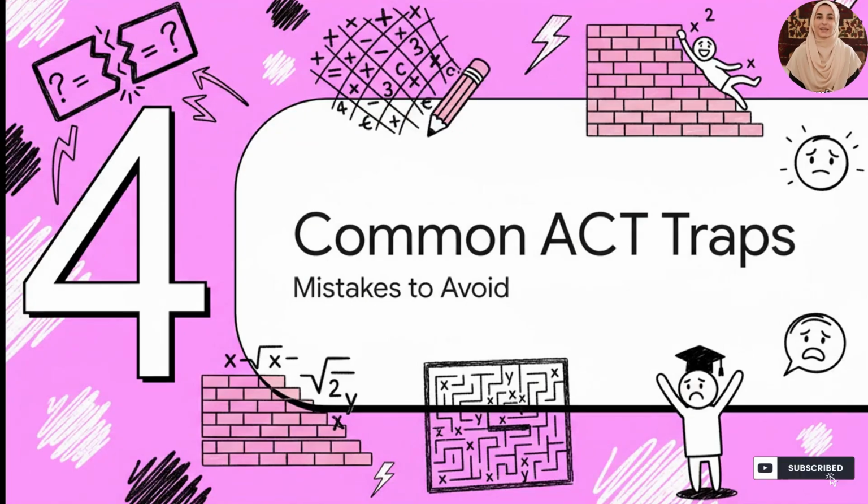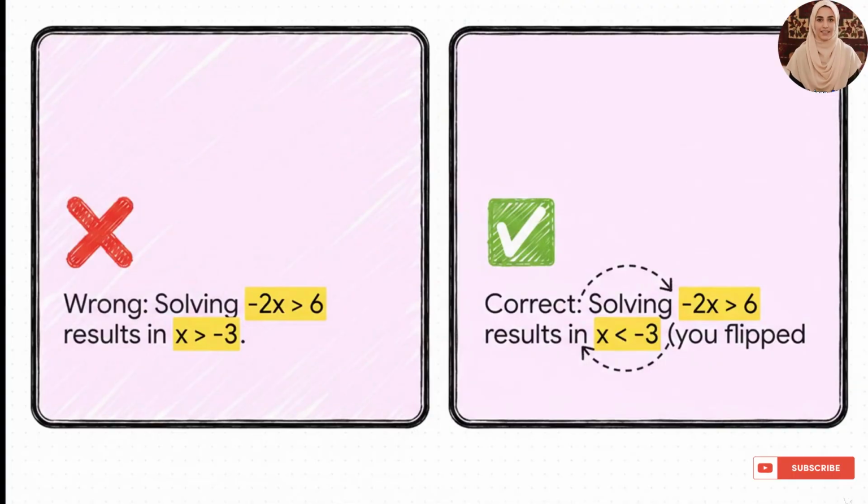Okay, now that you know the most critical rule, let's talk about a few other common mistakes. The people who write this test know exactly where students tend to slip up, but after this, you are not going to be one of them. And here it is again, trap number 1, the biggest one of all. On the left, you can see what happens if you forget. You divide by -2, you get -3, but you leave the sign alone. That's an instant wrong answer, guaranteed. On the right, that's the pro move. You divide by a negative, you flip the sign, bam!